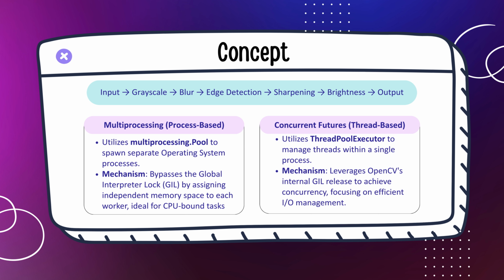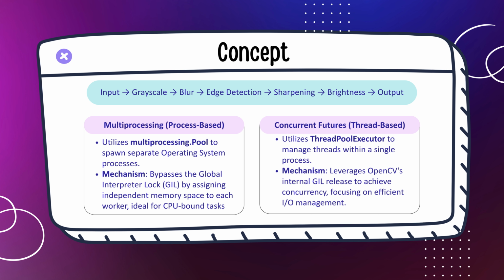The core task here is a CPU-intensive pipeline that applies 5 distinct filters. These include grayscale, blur, edge detection, sharpening, and brightness. This pipeline will be applied to every image, and we tested this on different datasets which are 10, 100 and also 500 images. To optimize this, we implemented data parallelism using two Python approaches.